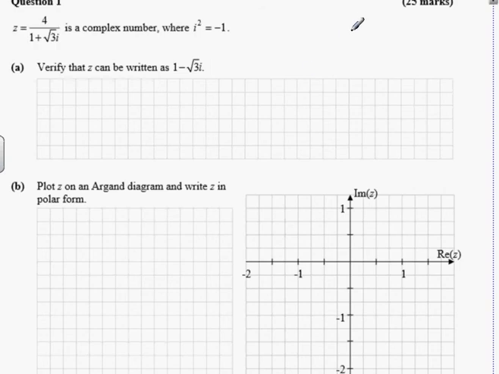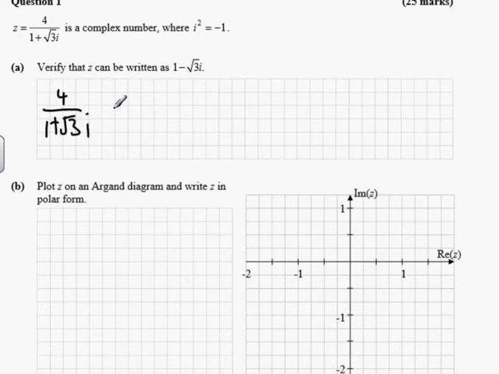So to do this, verify the set can be written as this. So this is 4 over 1 plus root 3i. There's a section regarding getting rid of the surds, the i's, on the bottom. To do that, you must multiply the top and bottom by 1 minus root 3i. Basically the conjugate of the bottom.